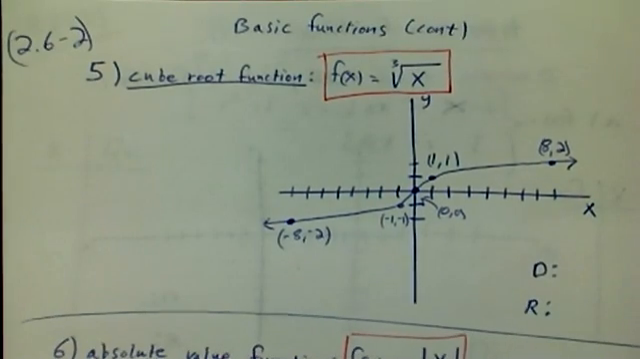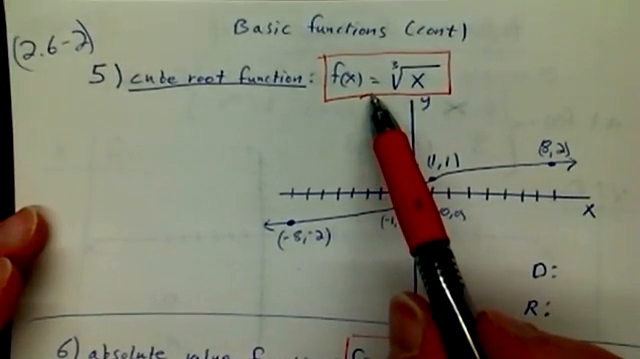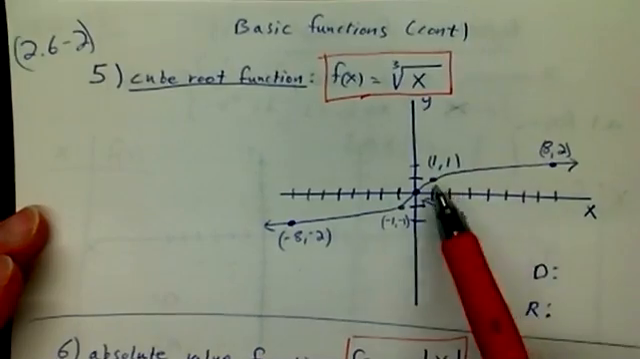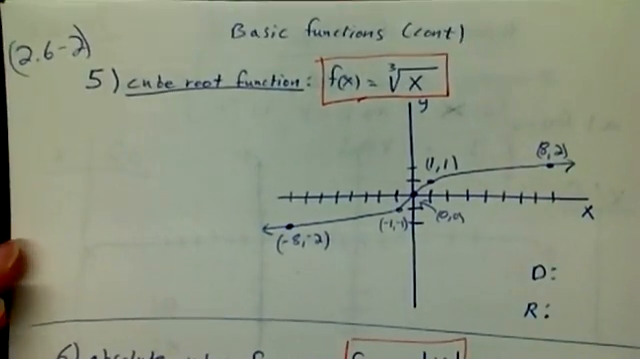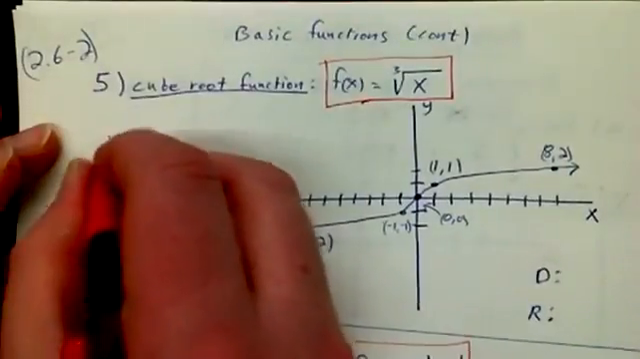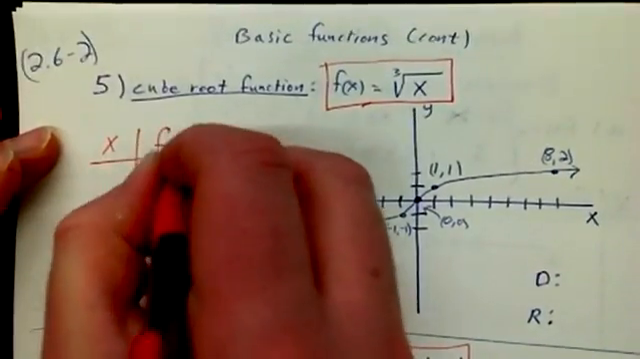Okay, 2.6 continued, basic functions. Number 5, the cube root function, taking the cubed root of something. What I want you to notice is it does look pretty similar to the cube function, except it's kind of like it's turned sideways, okay? Just to kind of see what's happening, I'll make a little table here.